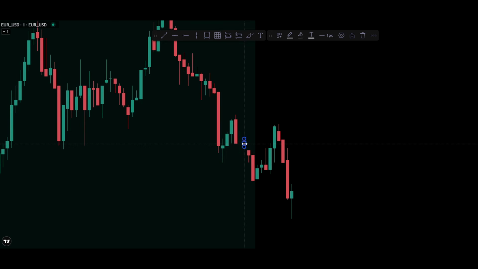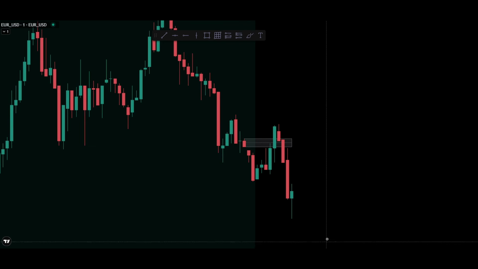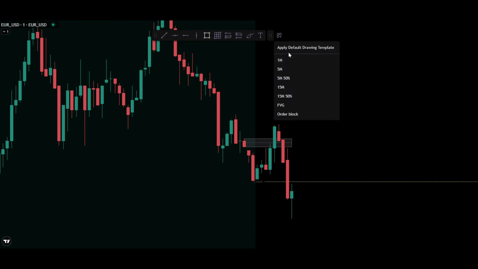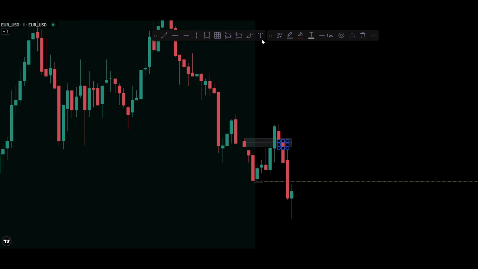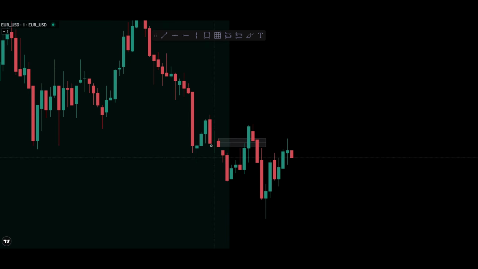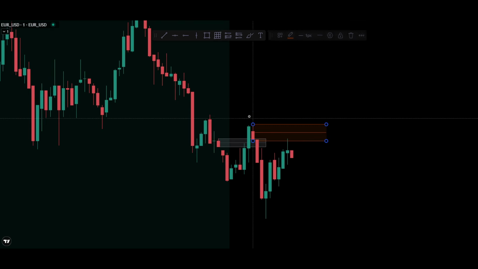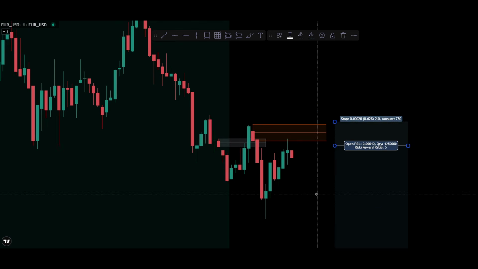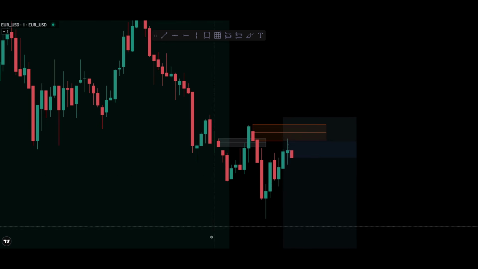In another example, price reaches an important zone, creates multiple fair value gaps, and a change of character occurs. When price returns to the order block, we take the trade with a 2-pip stop loss. The take profit is flexible depending on your personal strategy.